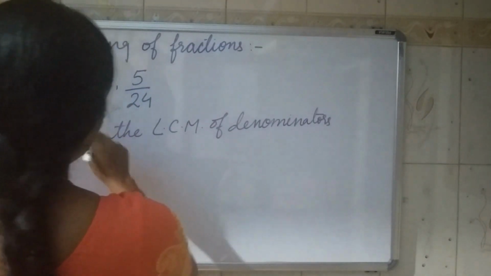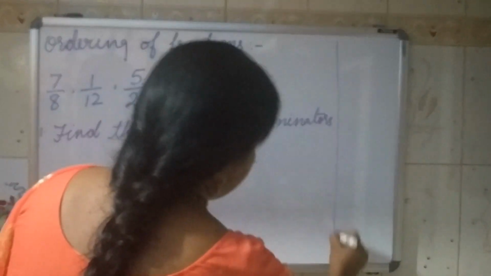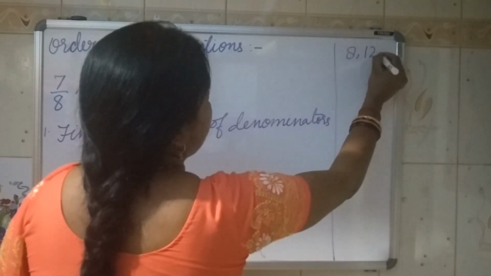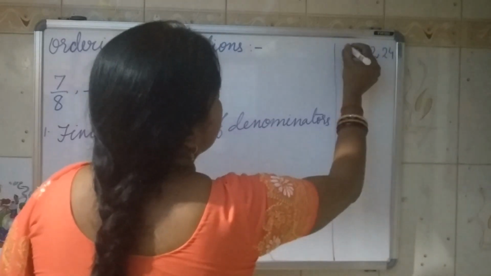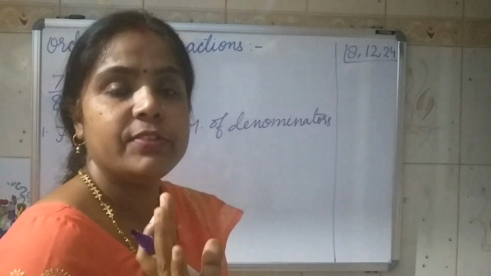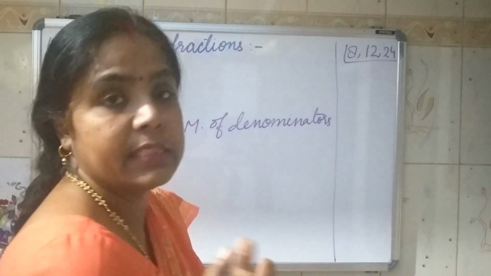And what are the denominators? Denominators are, I will make a rough column here, 8, 12 and 24. I hope you remember the topic LCM and HCF, which we have taught you in the factors and multiples chapter.